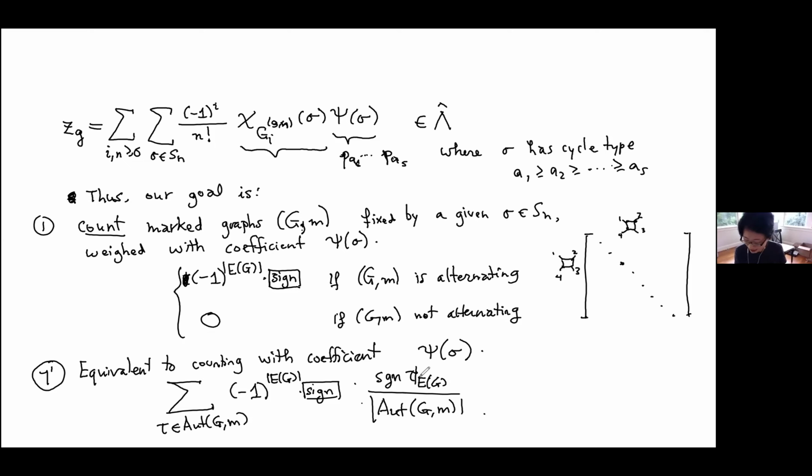And therefore, I'm summing 1 over the size of Aut(G_M) times the coefficient I wanted. Whereas if G_M is not alternating, then Siddharth, I wouldn't say it's obvious, but I think it's a group theory thing, right? The alternating group is an index 2 subgroup of S_n, so it follows that exactly half of the automorphisms of G_M act with negative sign.